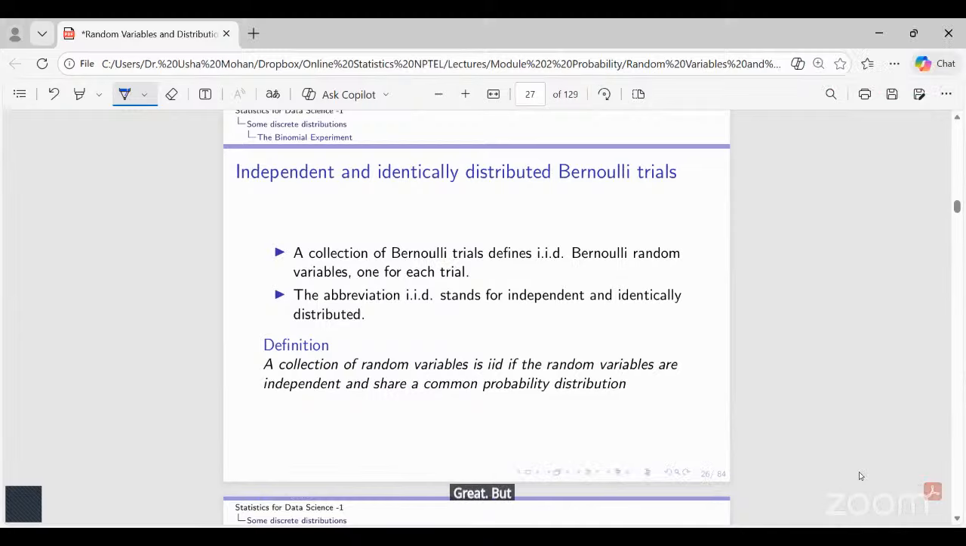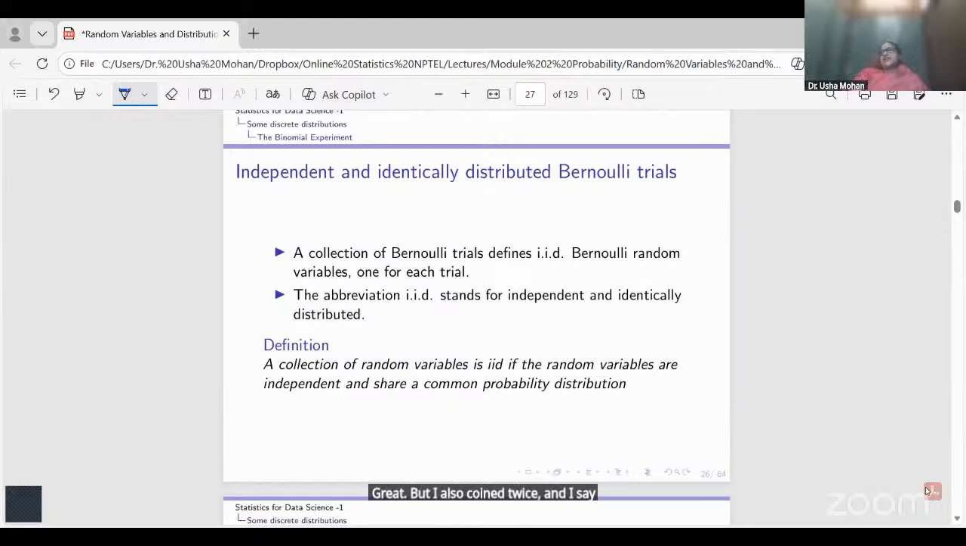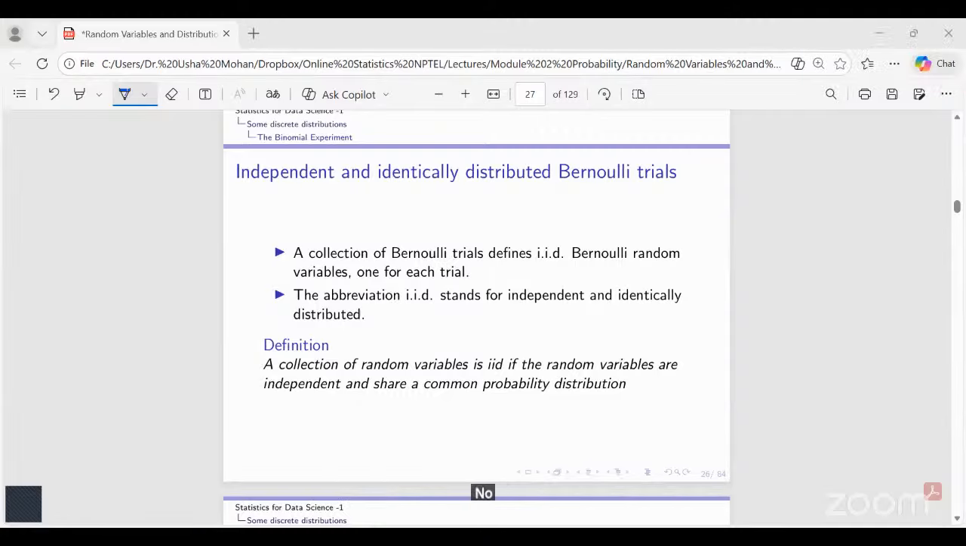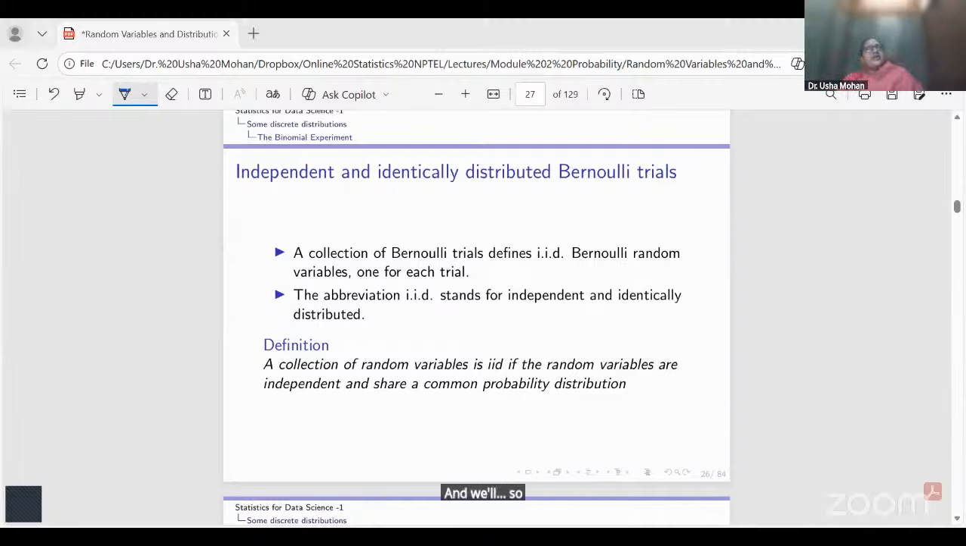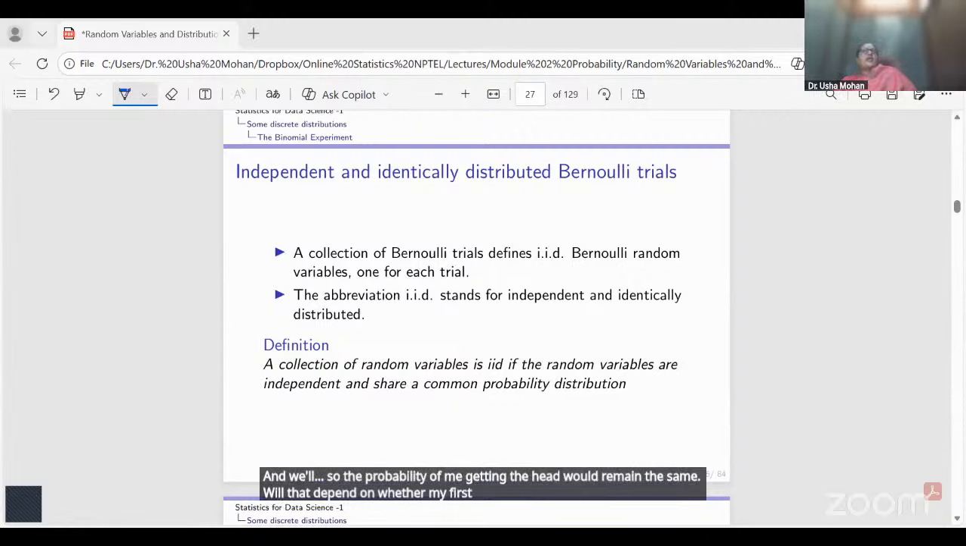Now, when I toss a coin and I say head is a success and tail is a failure, I know that it is a single Bernoulli random trial. I call tossing a coin once a Bernoulli random trial. Now, if I toss a coin a second time, will the probability of me getting a head change? It would remain the same, right? And so the probability of me getting the head would remain the same. Will that depend on whether my first toss was a head or a tail?